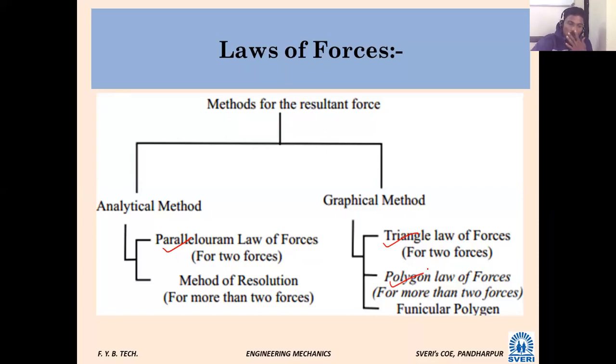Then, what is the parallelogram law of forces? What is a parallelogram? What are the properties of a parallelogram? Are you able to tell some property of a parallelogram? What do you call it in Marathi?